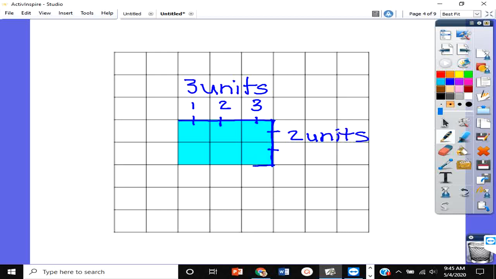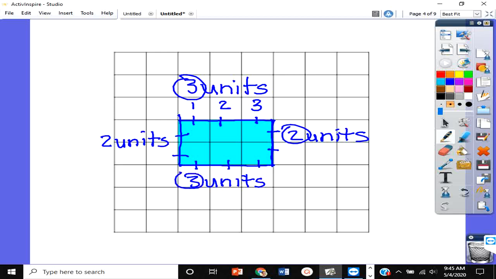And then I'm going to go to my third side and count how many square side units I have. I have 1, 2, 3 units here. And finally, I have one more side, and if we count, I see 1, 2 units. So in order to find the perimeter of this shaded rectangle, I need to add up all of the sides. And in order to do that, I'm going to write a number sentence below.